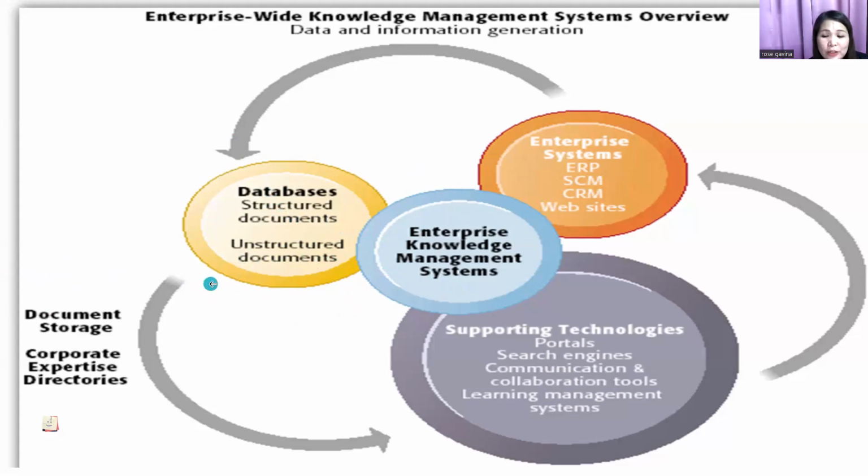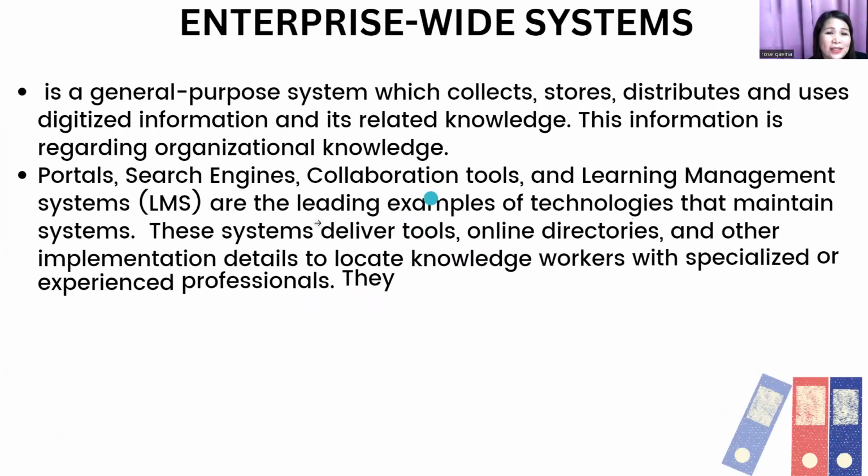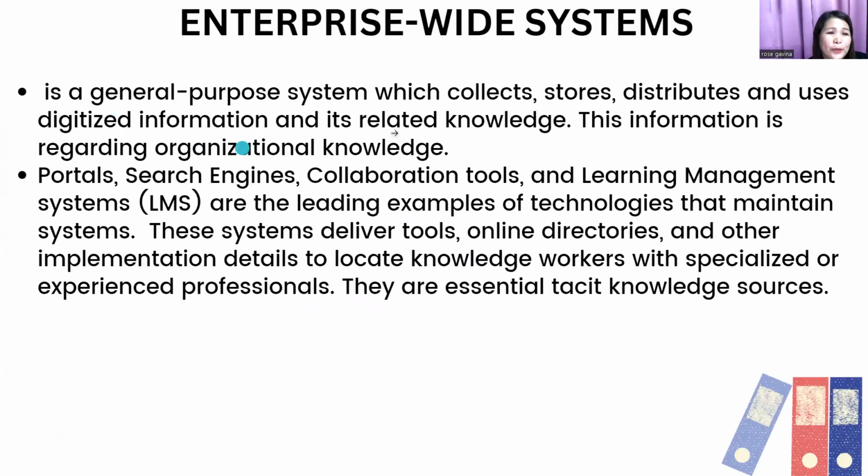The enterprise-wide knowledge management system uses an array of technologies for storing structured and unstructured documents, locating employee expertise, searching for information, disseminating knowledge, and using data from enterprise applications and other key corporate systems. So enterprise-wide systems. It is a general purpose system which collects, stores, distributes, and uses digitized information and its related knowledge. This information is regarding organizational knowledge.